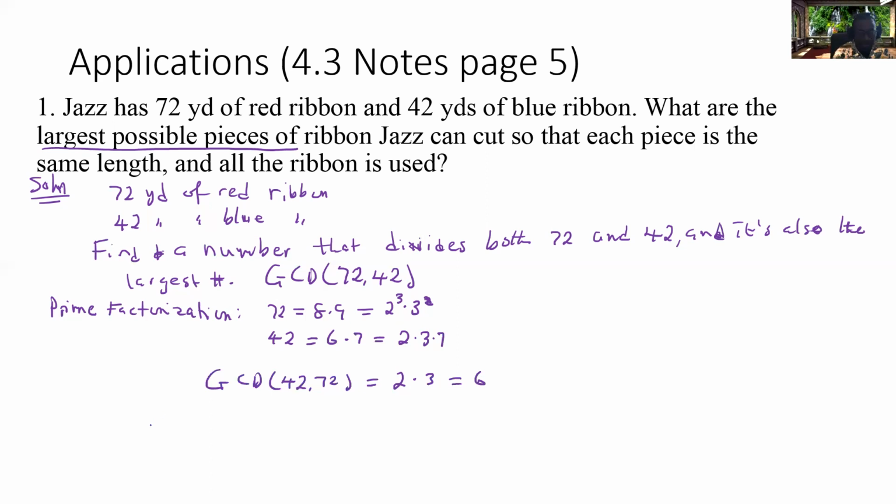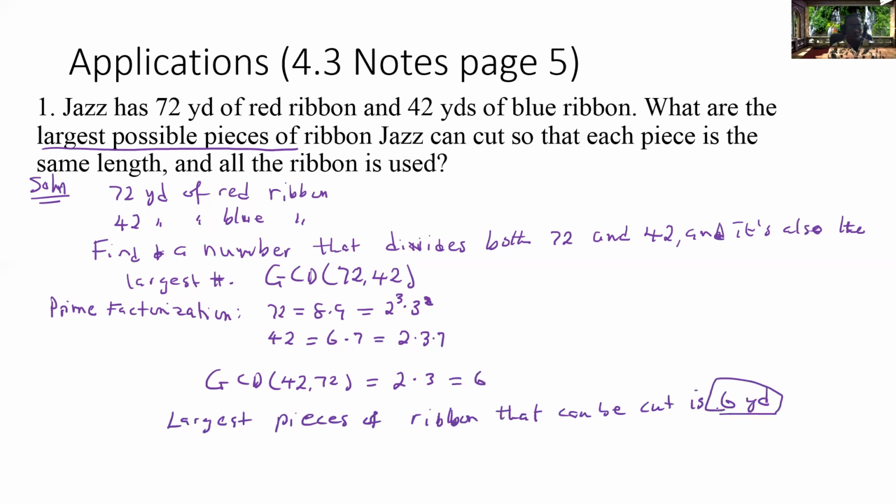So what does it mean? The largest pieces of ribbon that can be cut will be 6 yards. We cut it into 6-yard pieces so that all of them have the same length and all the ribbon is used. Okay, so that's how we got 6. In this case, we found the greatest common divisor of the numbers 42 and 72.